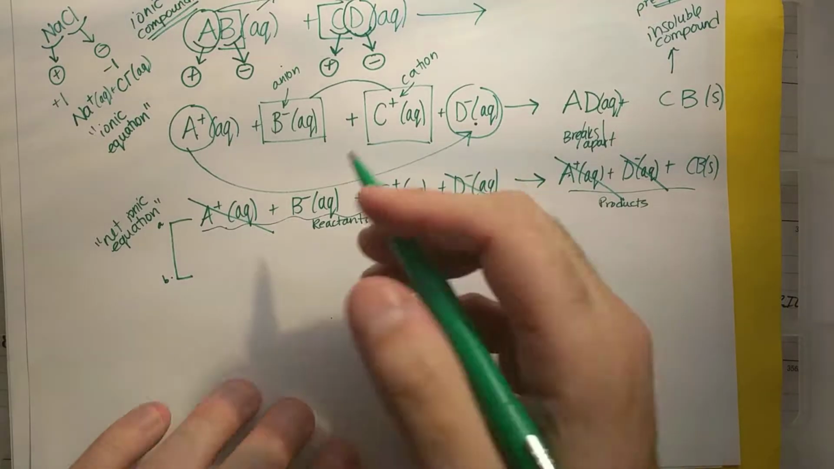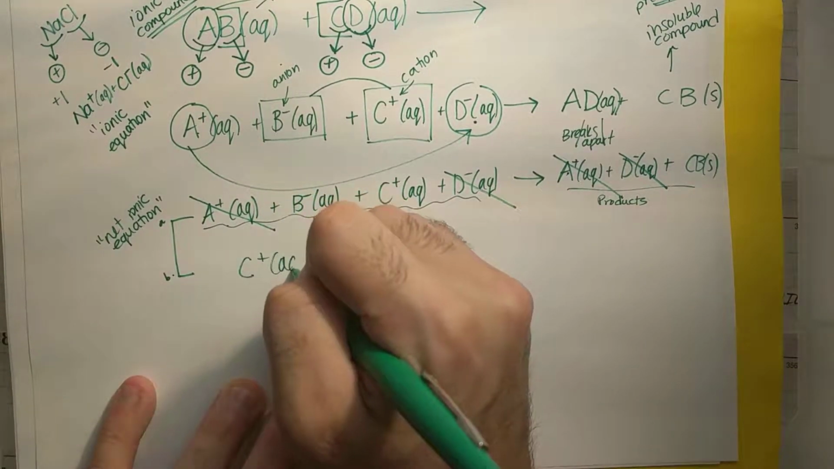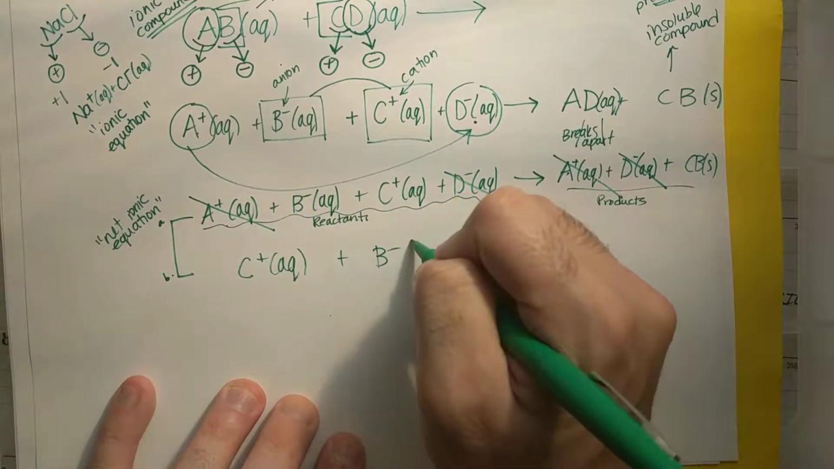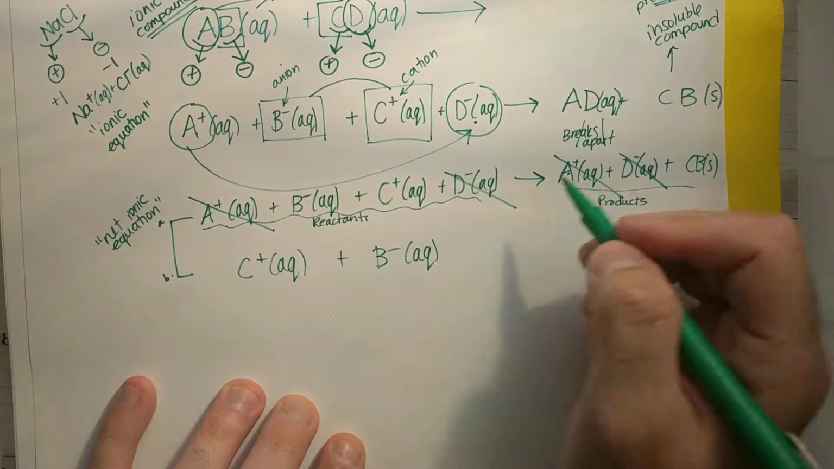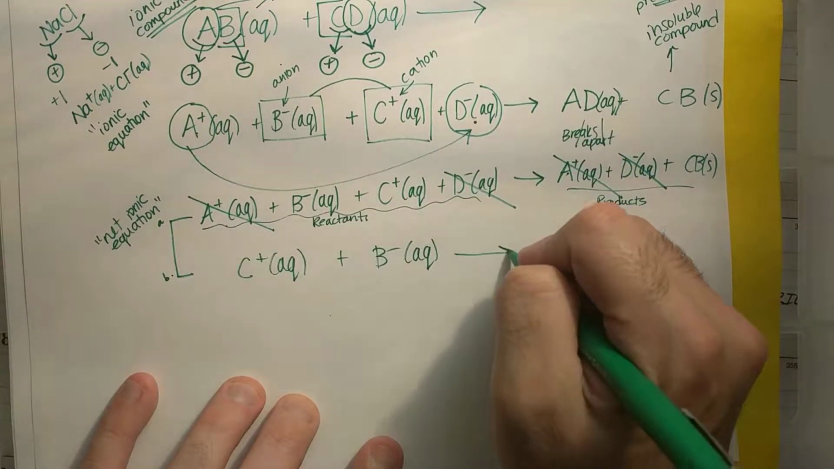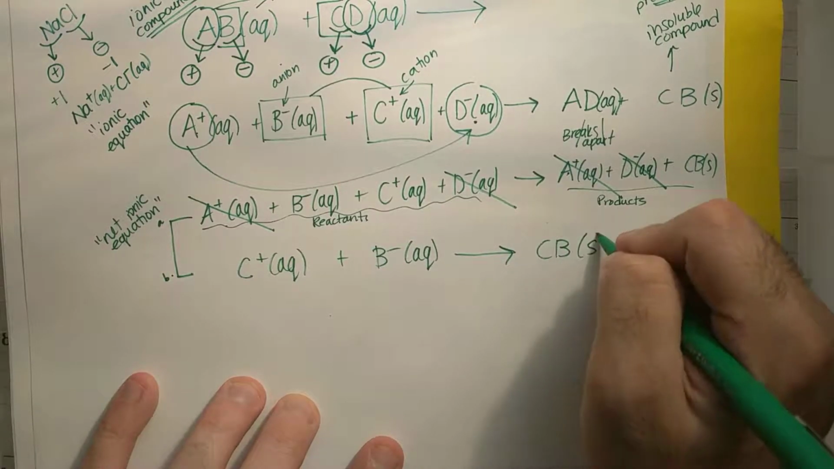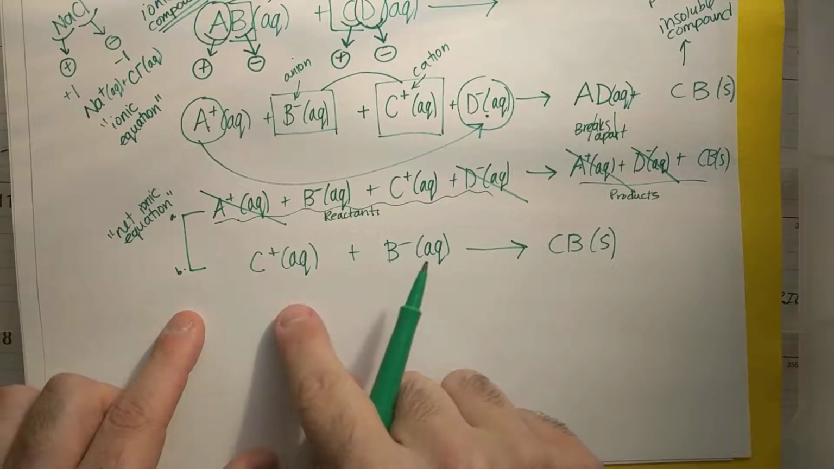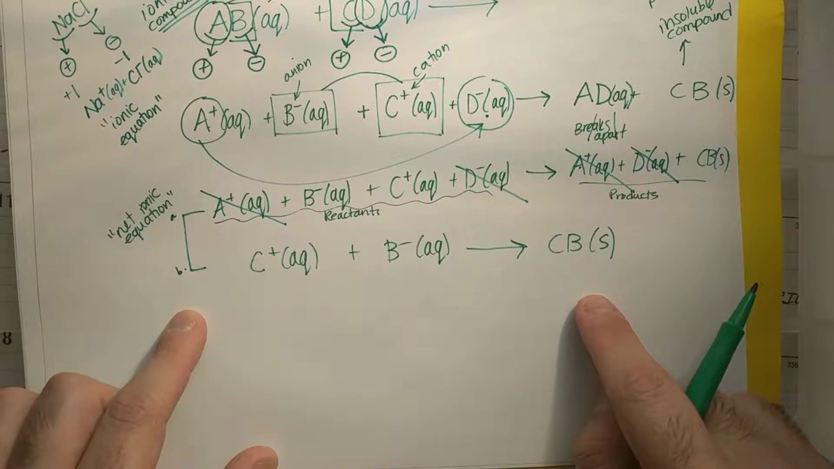So I have a reaction that occurs. C+ aqueous plus B- aqueous. And I know it looks like I flipped them, but it's the same idea. I could write them either way. And I'll get CB solid. This would be known as the net ionic equation, right?